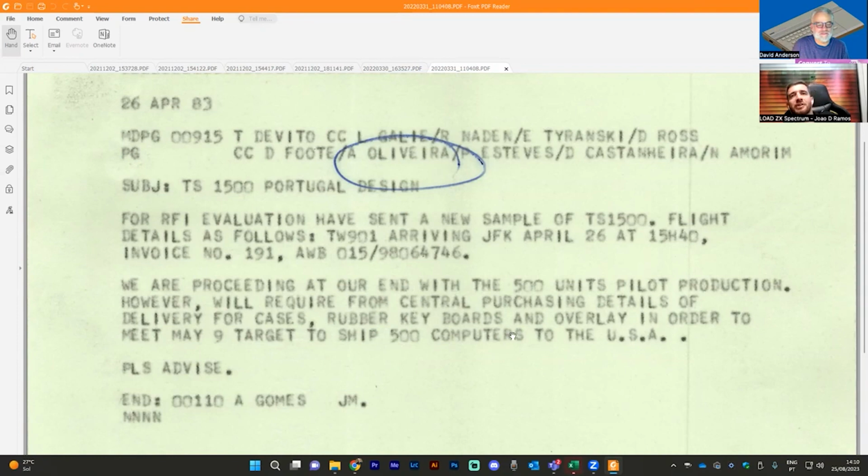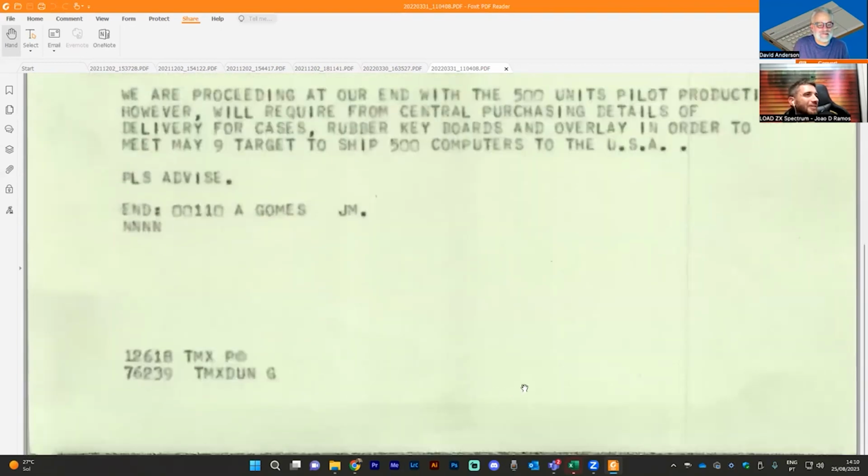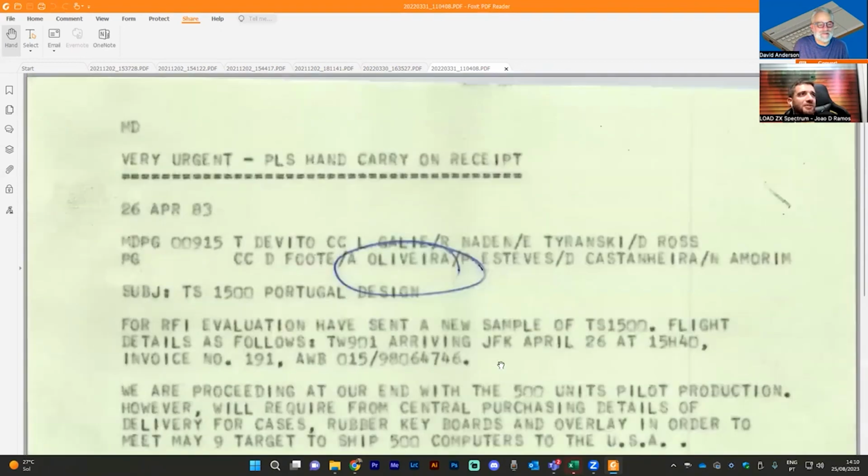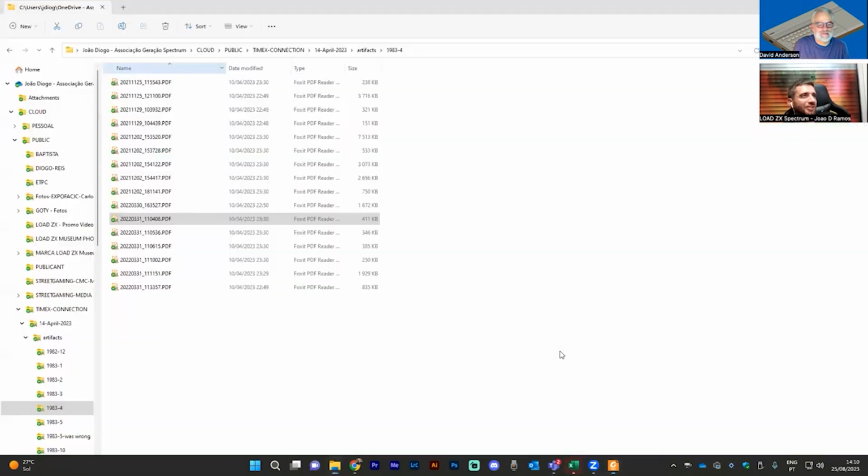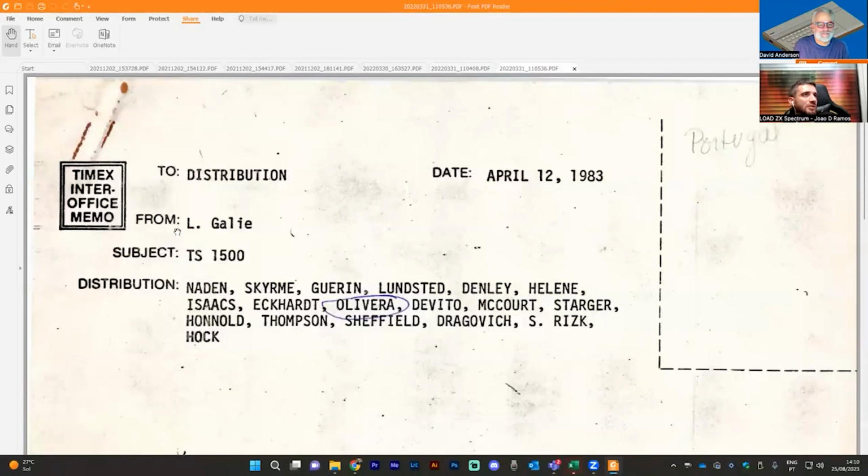Okay, I think this is where it starts. The stress they had with these computers, with the RFI. I remember seeing some documents where they were complaining about all of this. So this was not a smooth process. Let's see what we have more. So on April 26th, they sent a sample to go through it. Now we're going back in time.